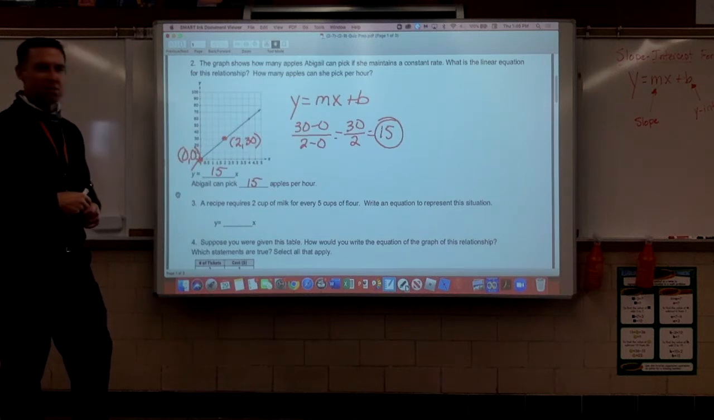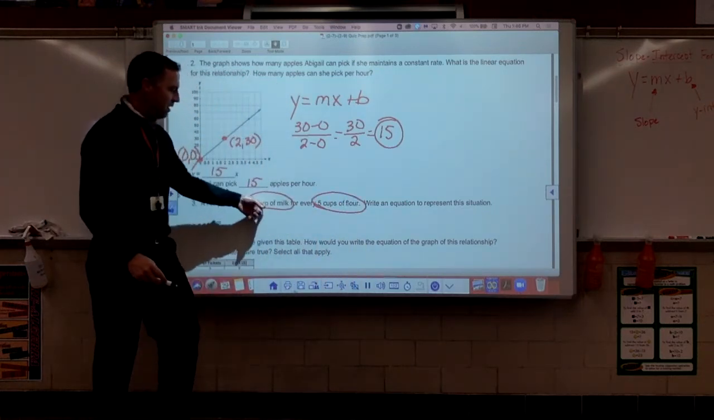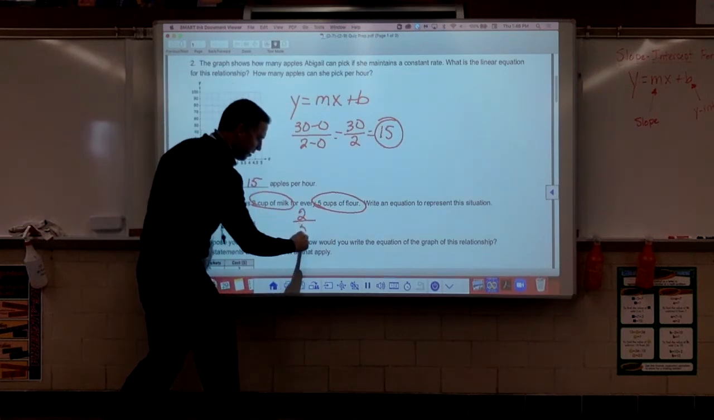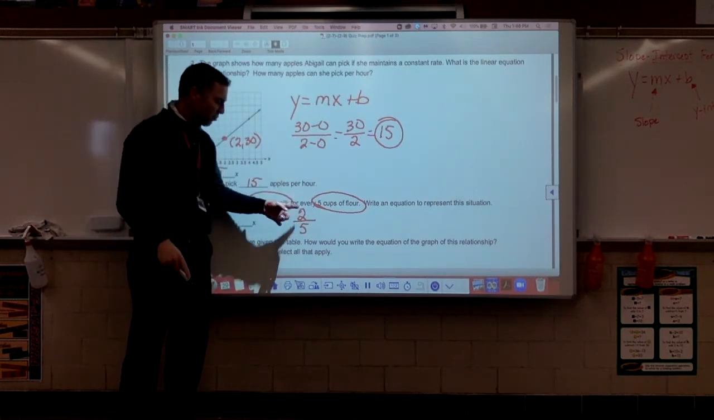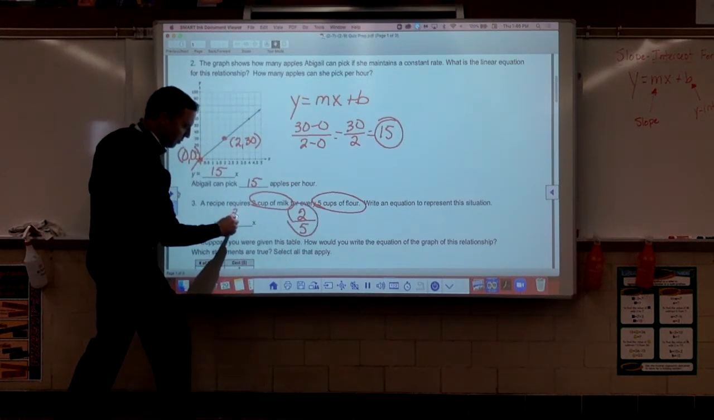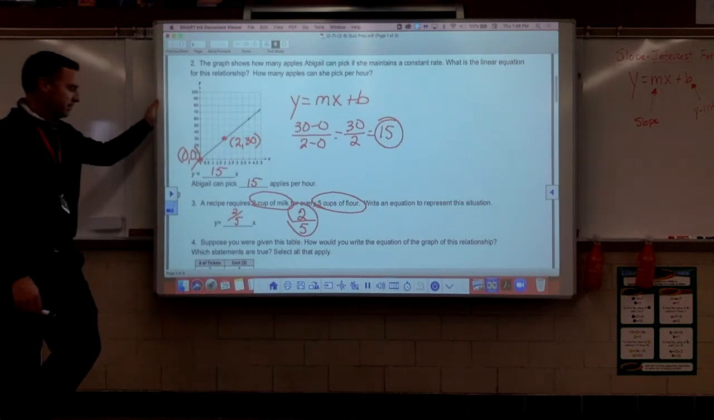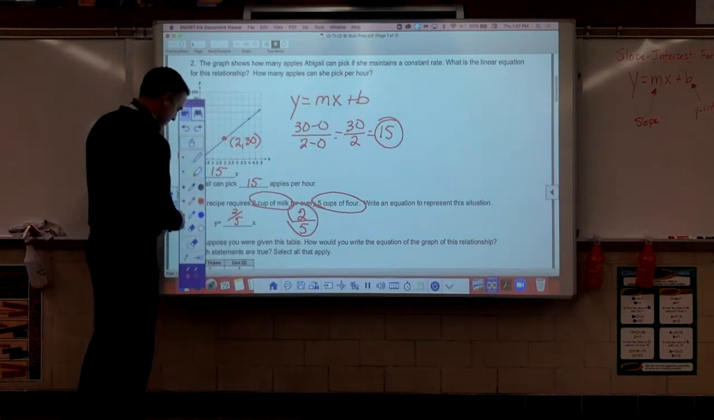Okay, number 3, a recipe requires 2 cups of milk for every 5 cups of flour. Write an equation to represent this situation. Well, this sure looks like a ratio, comparing milk to flour. We can write that as a fraction: 2 of milk, 5 of flour. That's your ratio. That's your slope. That's your rise over run. You take that and you put it right into the equation: y equals 2/5 times x. There's no y-intercept. Why not? Because if you don't add any milk, how much flour do you need? That's right, none.